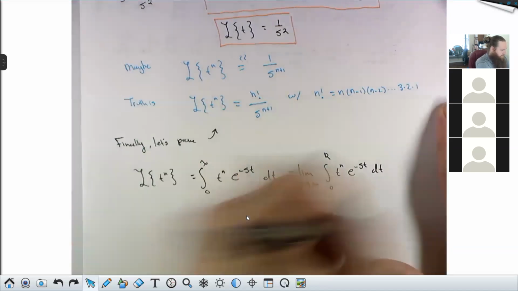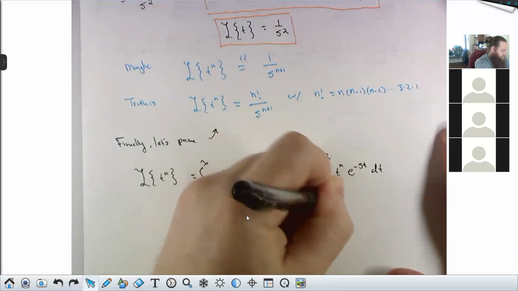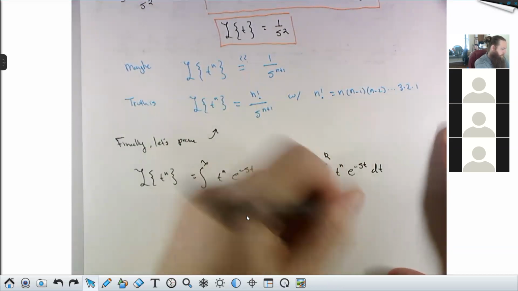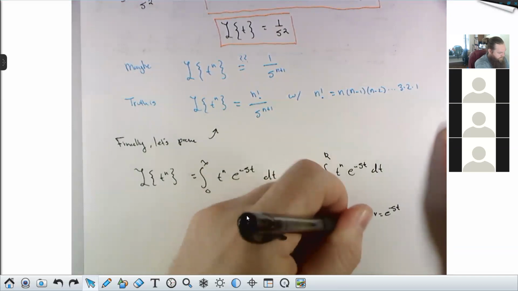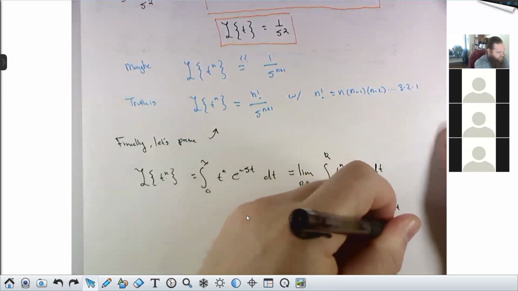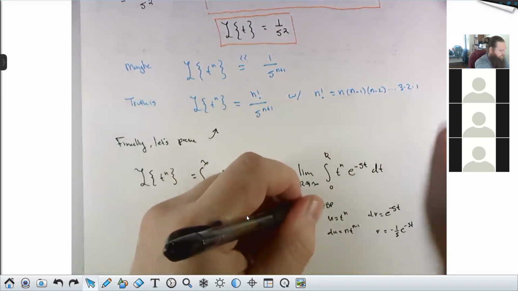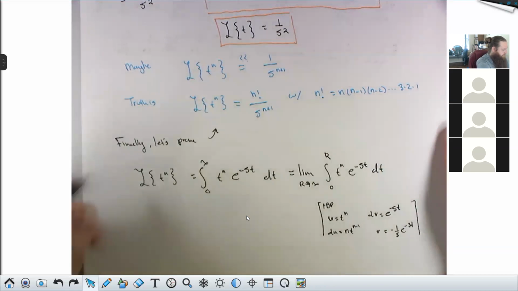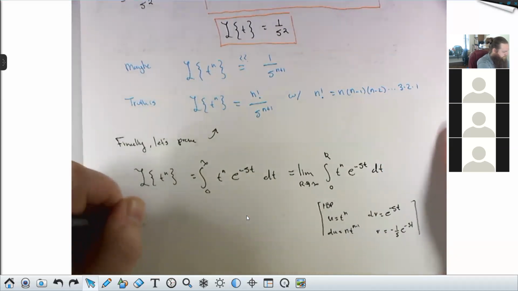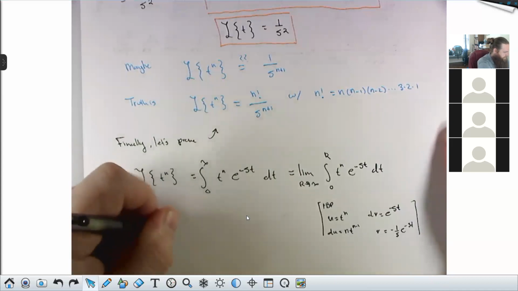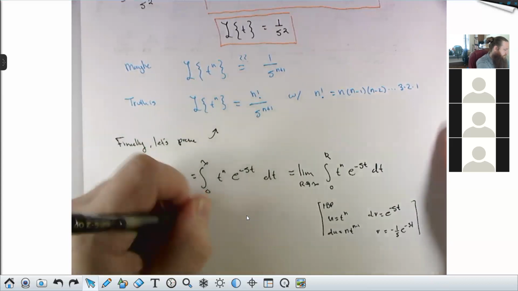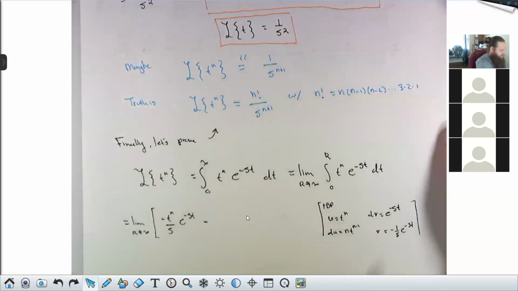Integration by parts, I'll do it over here this time, so I need many of them. u is t to the n, dv is e to the negative st, du is n t to the n minus 1, v is negative 1 over s e to the negative st. So I'm going to get here the limit as r goes to infinity of u times v, so that's negative t to the n over s e to the negative st, minus the integral of v du.